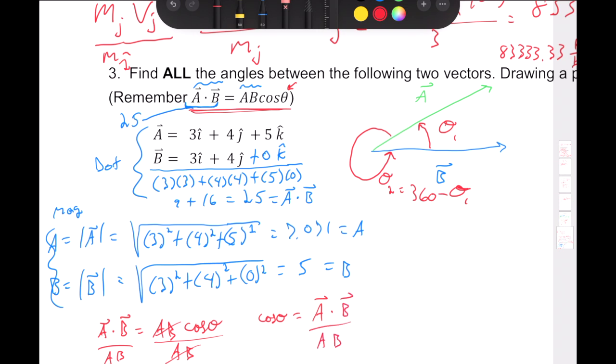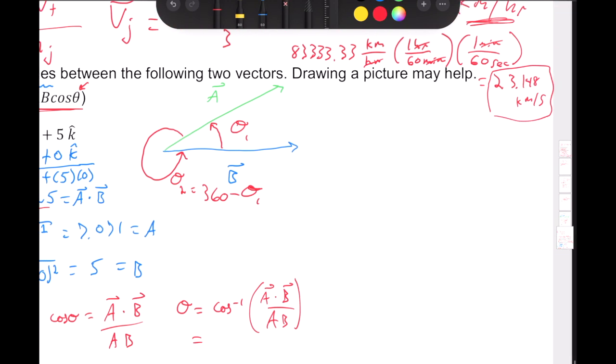Well, what's A dotted with B? We found that it's 25. And what's A times B? Well, that's 7.071 times 5. Last thing we need to do is, that's nice, but we've got to isolate theta. So take the inverse cosine of both sides, and that'll give us inverse cosine of A dotted with B over AB. Okay, so that equals inverse cosine of A dotted with B, which we found out to be 25, over A, which is 7.071 times 5. Ooh, ran out of space almost.